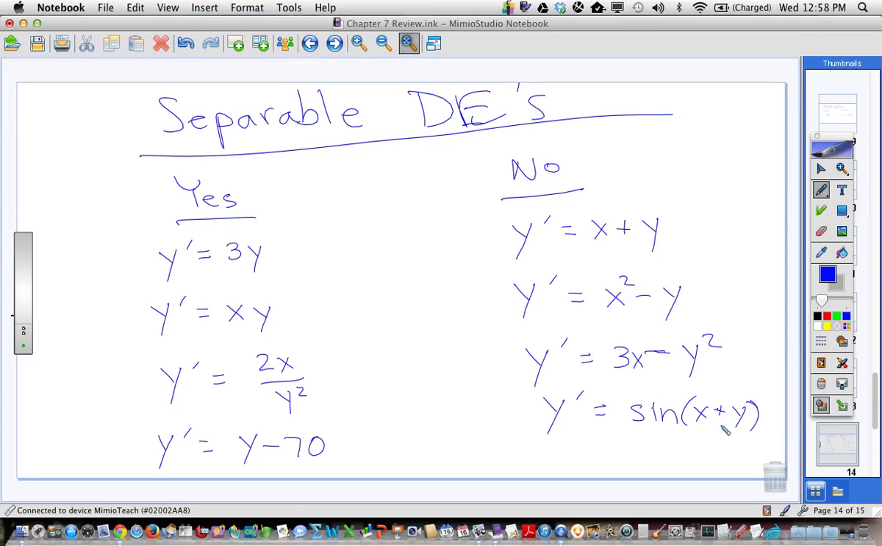If you're adding or subtracting and they involve both x and y, or t and y, whatever, the input and the output, that's no good. We can't do it. But if you have multiplication or division, or if it's y minus 70, adding or subtracting just a constant, then that's okay. All right? So it's separable differential equations. And the method we're going to use is called separating the variables, separation of variables.